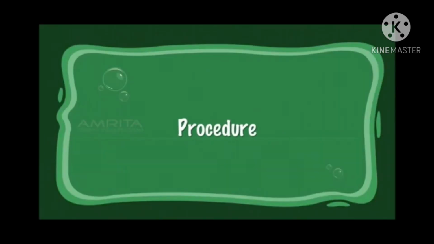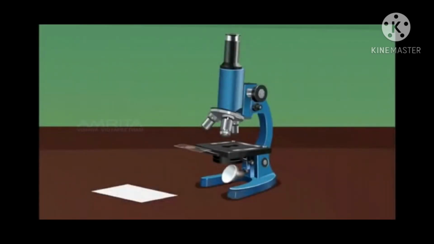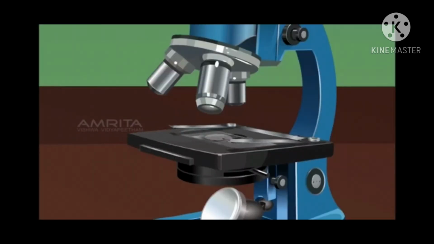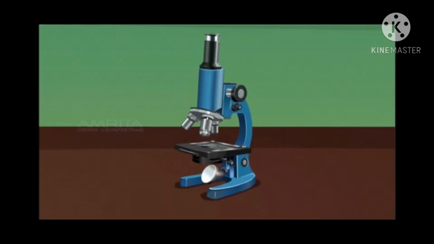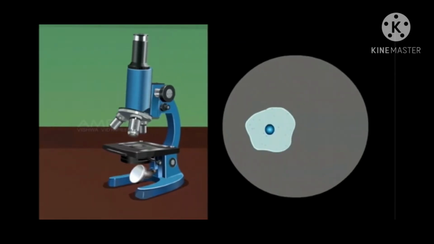Procedure: place the prepared slide of the amoeba on the stage of the compound microscope. Observe the different phases of binary fission in the amoeba through the lens of the compound microscope.